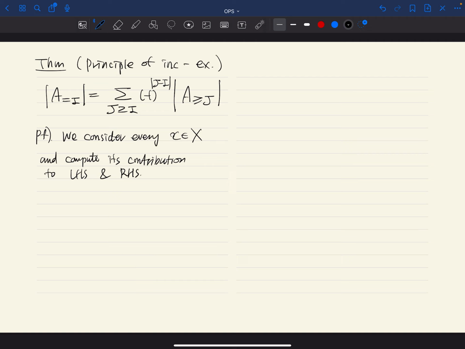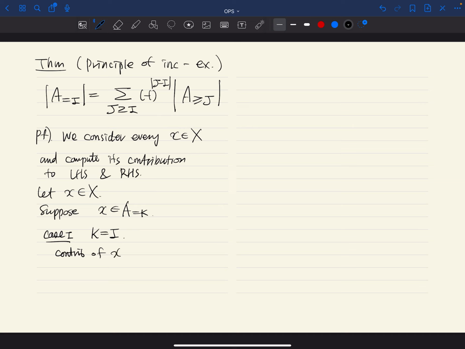So to see that, let's just fix x, and suppose x is in A equal k. That means exact property, we just look at the exact properties that x has. Then you can uniquely write it in this way. So k is the set of properties that x has, and we'll consider three cases. Case 1: k is I.